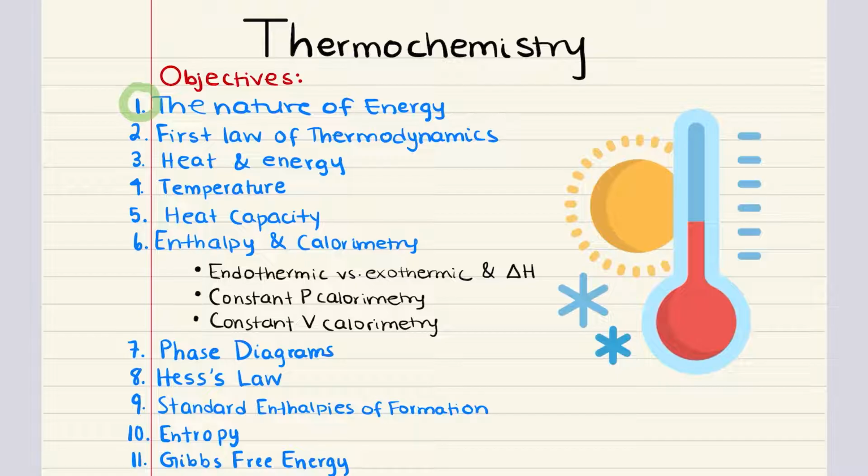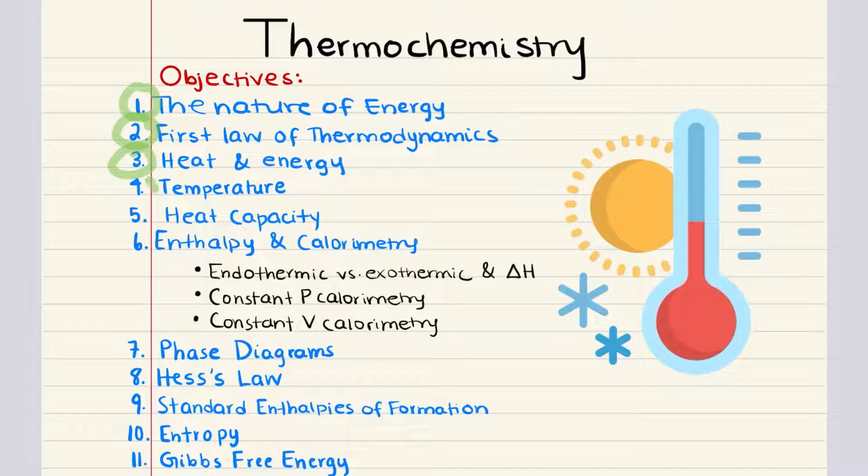Then, building on our understanding of energy, we're going to move into the second objective, where we're going to learn about the first law of thermodynamics. Now, this law asserts the conservation of energy, emphasizing that energy cannot be created or destroyed, but only transformed from one form to another. Next, we're going to explore the mechanism of energy transfer, focusing on heat and work. We're also going to differentiate between path functions and state functions here.